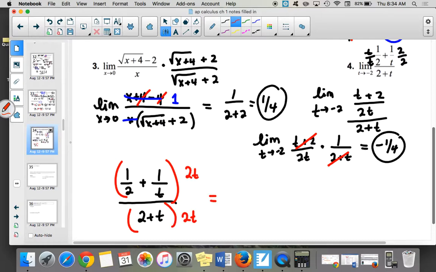And that 2t goes into both of these here. You see? So what would I get on the top then? Yeah, I'd get the t plus 2. And then over here I'd have that 2t times 2 plus t. And then I don't have to worry about the dividing and flipping and all of that.